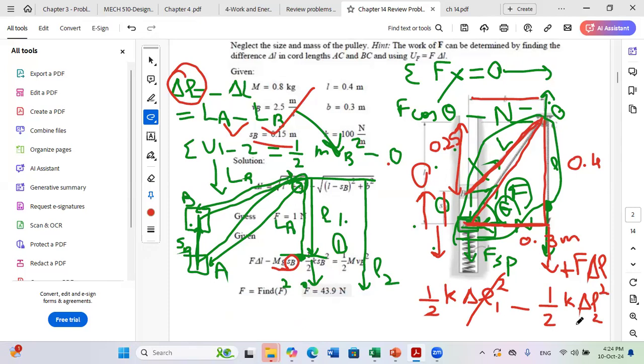So to calculate delta L2, what is delta L2 actually? It's the stretching of the spring. Since your spring was unstretched and you moved upward a distance of SB, the stretching now is equal to SB. So delta L2 is equal to SB. And then you can replace minus half K delta L2 square by minus half K SB square. Okay. And in this equation, your only unknown is the value of F. You have everything except F, so you can calculate F.